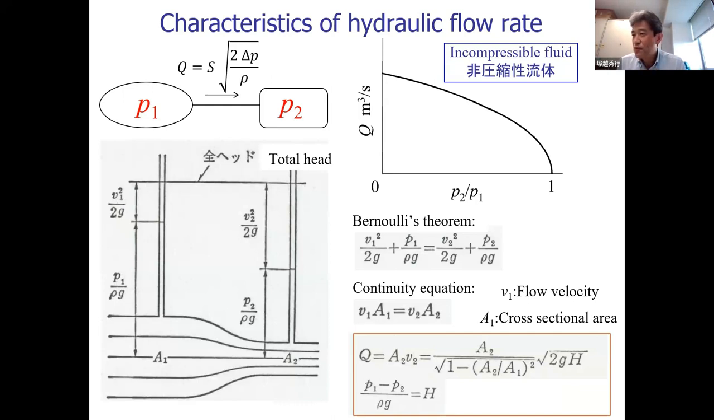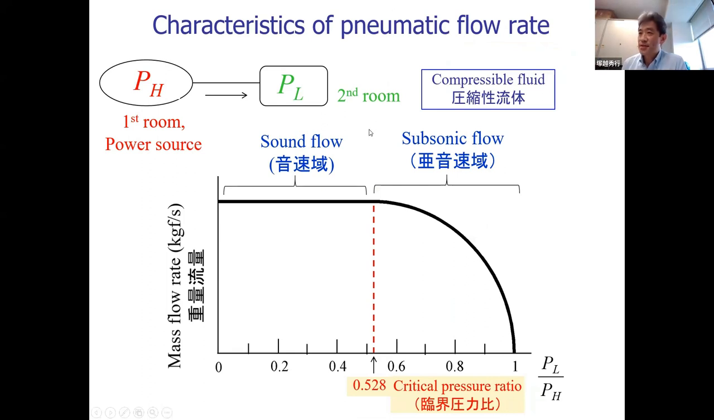what's the difference between the incompressible and compressible? This one is the compressible fluid tendency. The horizontal axis shows the same normalized value, while the vertical axis shows the mass flow rate. The big difference from the incompressible one is that in the high pressure area, the flow rate is kept constant. And before it reaches half of the supplied pressure, this condition is maintained. It is called the sonic flow. And after the critical pressure ratio is passed, it turns to the subsonic flow.